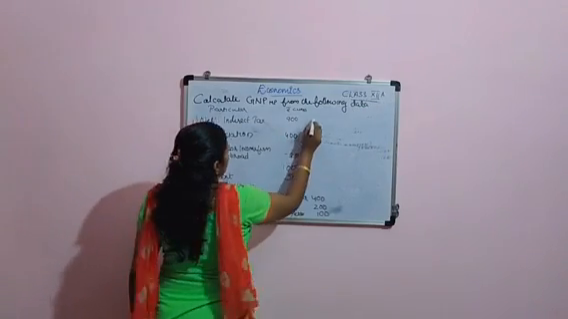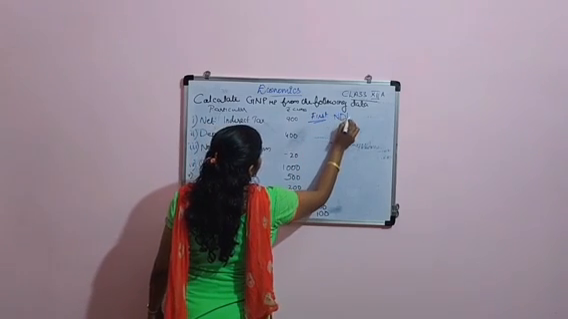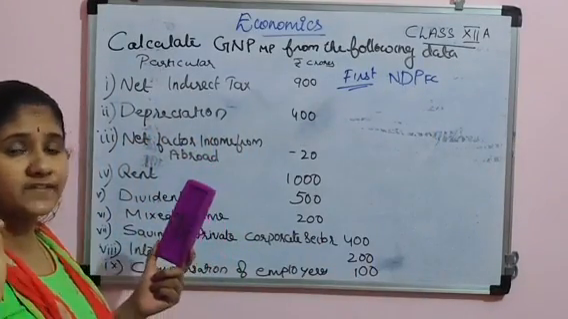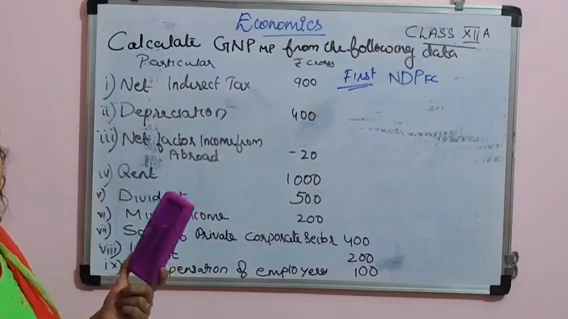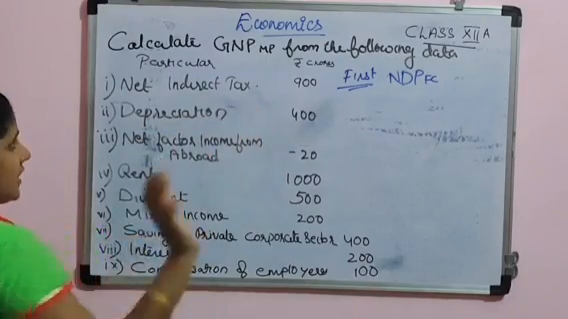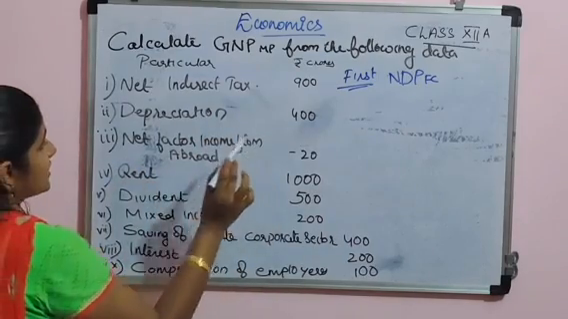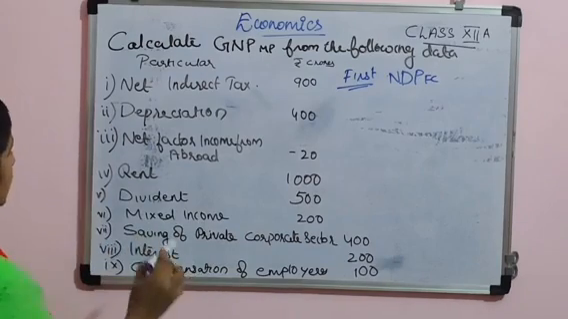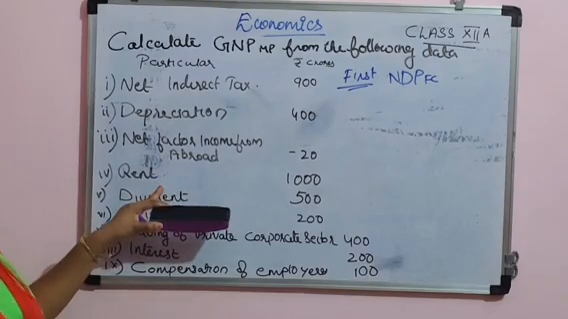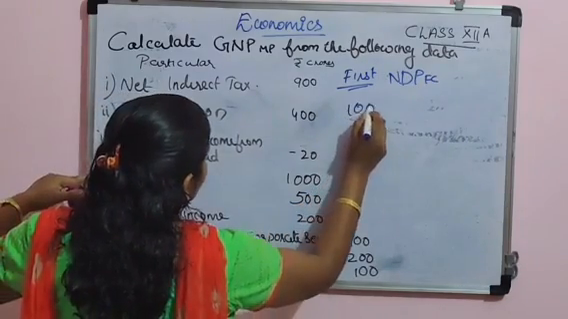Now we will calculate the first step, that is the calculation of NDPFC. For NDPFC, we want to add compensation of employees, operating surplus and mixed income. Net indirect tax, right now I am not touching. Depreciation, right now I am not doing anything. Net factor income from abroad, let it be there. Next is rent. Rent comes as a part of operating surplus, so here I am writing 1000.